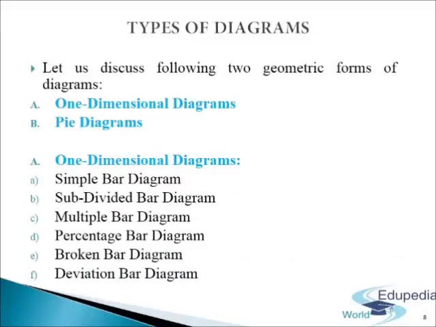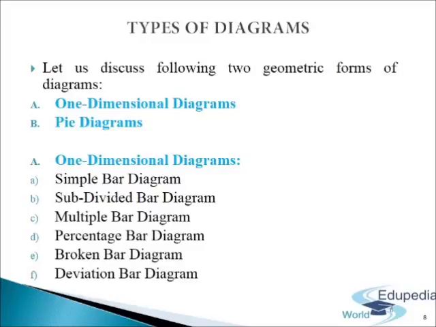Let us discuss the following two geometric forms of diagrams. A. One-dimensional diagrams. B. Pie diagrams. A. One-dimensional diagrams. One-dimensional diagrams are also called bar diagrams, which are most commonly used in practice.